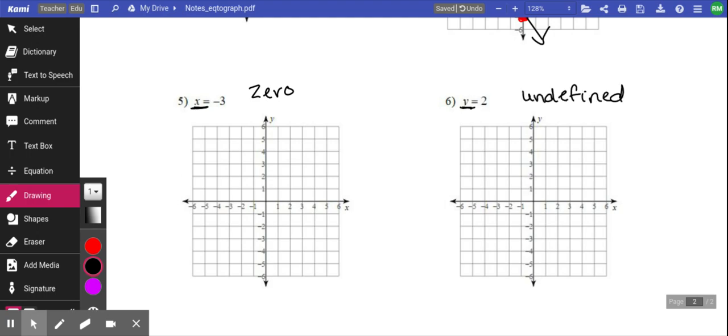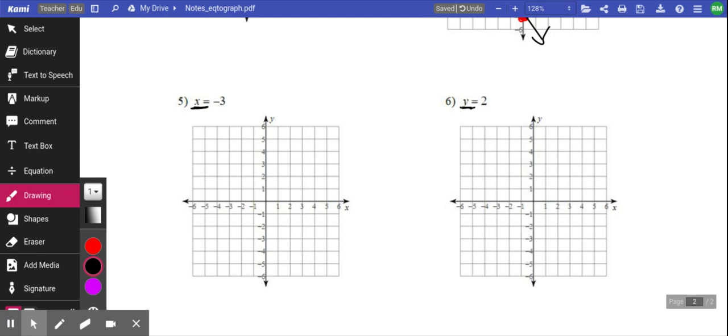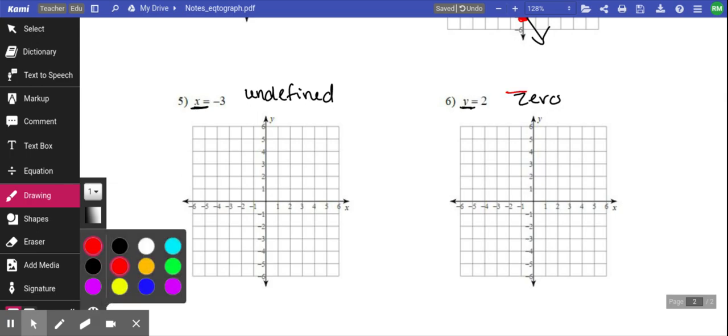So if you remember back to that, actually, sorry, I got these mixed around. My apologies. Okay, sorry. This one is undefined, and this one is 0 slope. Okay, so if you remember back, undefined is a vertical line, 0 is a horizontal line. So horizontal for 0, vertical for undefined. Now, where are we going to put these lines? That's what we're going to talk about.